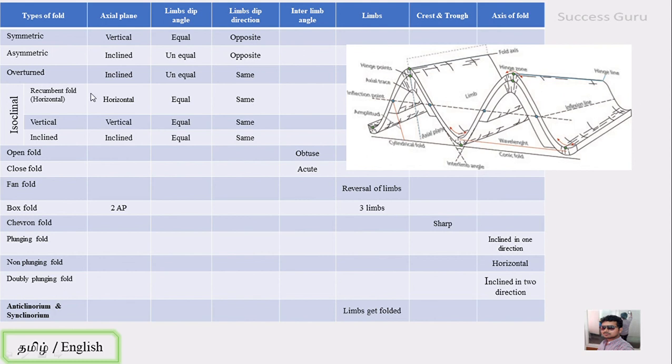When you're talking about overturned fold, remember the axial plane is inclined, the limb dip angle is unequal, but the only difference from this one is the dipping direction is the same.